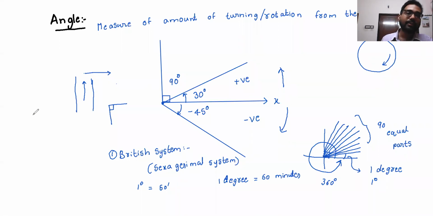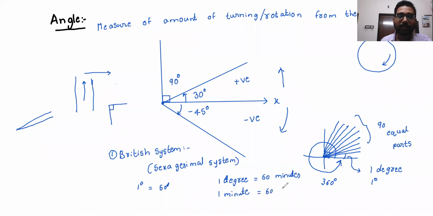So you take a degree, suppose the degree is very small, like this. Now you divide this into 60 equal parts. Now you take one such part, and that is going to be 1 minute, denoted by this symbol, a superscript dash. And now you take one such minute and divide it into 60 equal parts, and that is called 1 second.